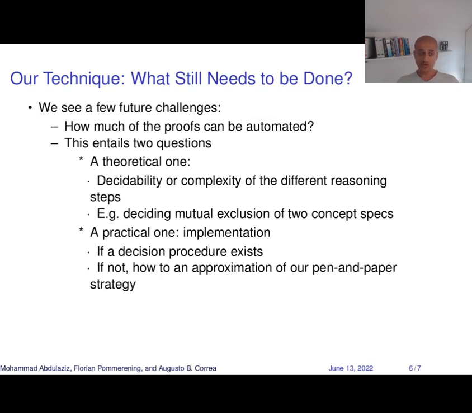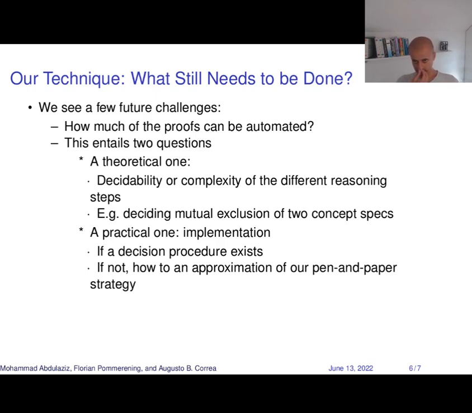Now, I'd like to briefly talk about what we still need to do. A lot of those challenges are questions whose answer we do not know yet. What's the highest priority? What exactly should we do? Because they are not technicalities that we know and just need to implement. So we see 2 main challenges.